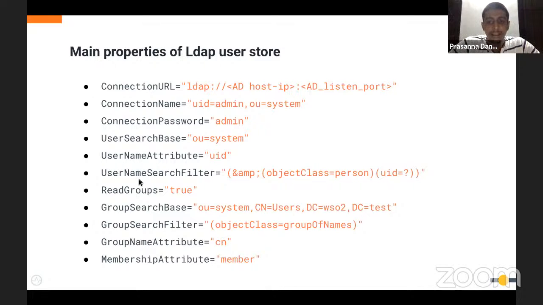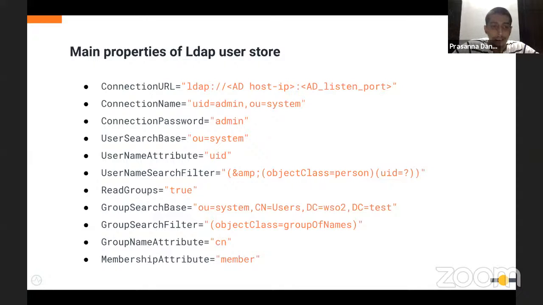So this is the username search filter. The username search filter is also the person, and this is how the format looks in the country. And read groups, this is also one of the important parameters that I came across. Let's say in the LDAP user store that you are using, there are groups that are defined. For the API Manager to read the groups, you need to put this parameter as true.